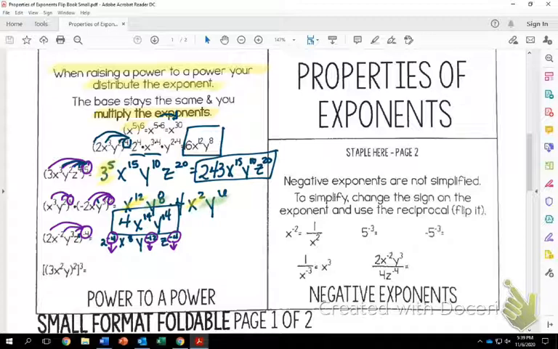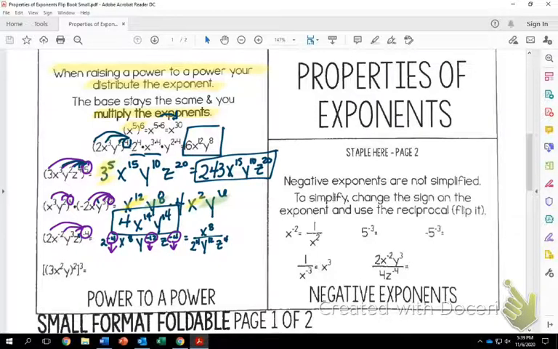So I'm going to rewrite this as my x to the 8th stays in my numerator. So I'm going to rewrite x to the 8th in my numerator. My 2 to the 4th is brought downwards. My y to the 12th is brought downwards. And my z to the 4th.